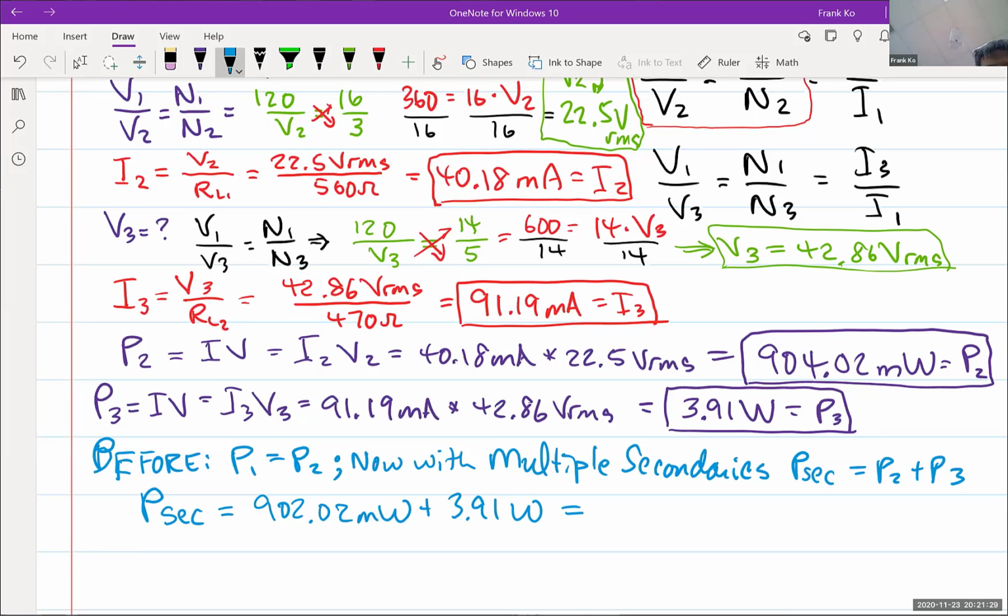I had my milliwatts. It's all right. So 4.81 watts equals P secondary. We can't just name my secondary power P2 because we had 2 secondaries. So my entire secondary is just P sec, and that's 4.81. And how do I determine then my P1?